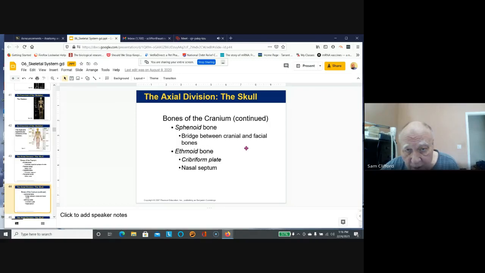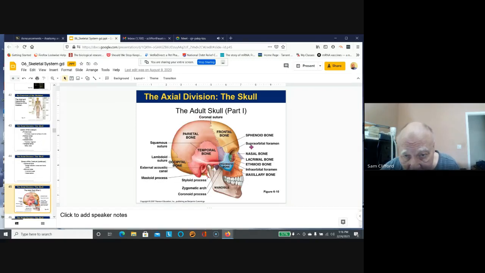So let's look at the bones of the cranium. The temporal bone is one of the bones of the skull, parietal, frontal, the sphenoid bone. So these bones will be tested in WebAssign. So basically, you should know the parietal, frontal, temporal, and know the sutures. Those are where the bones are joined together.